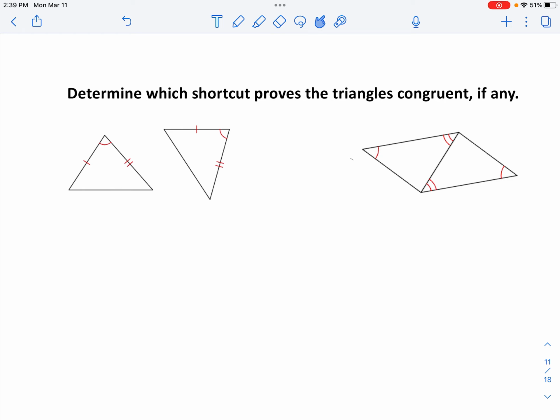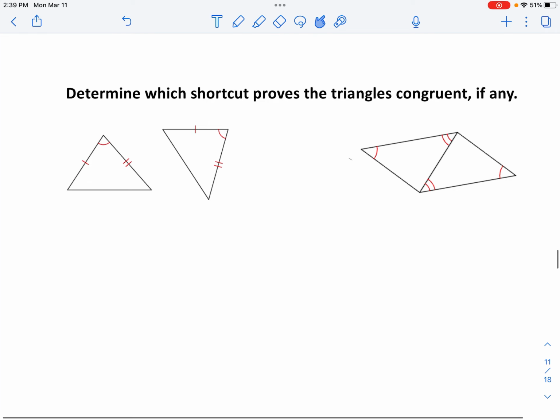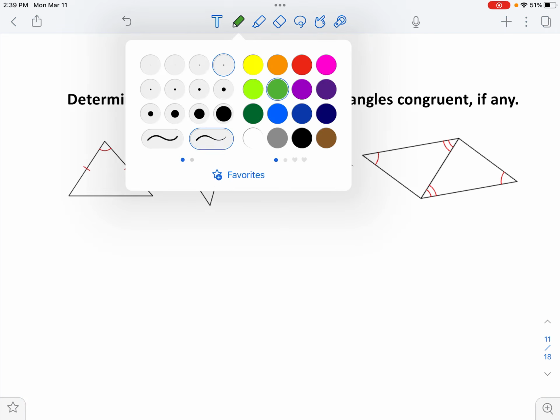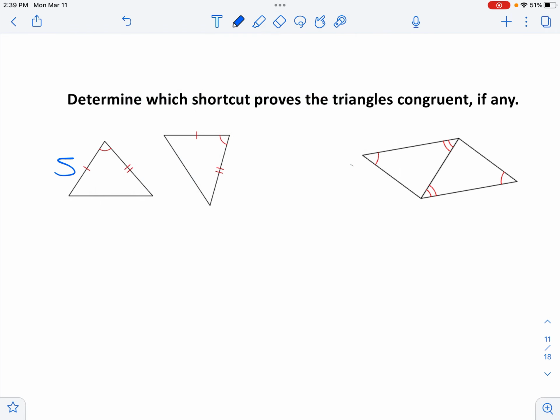Okay, so I have to determine which shortcut proves the triangles are congruent, if any. So here, if I look at this triangle, I've got a side. Let's switch to my pen here. A side, an angle, and then another side. And then if I go in that same order, side, an angle, and a side. So it looks like I can use side, angle, side.